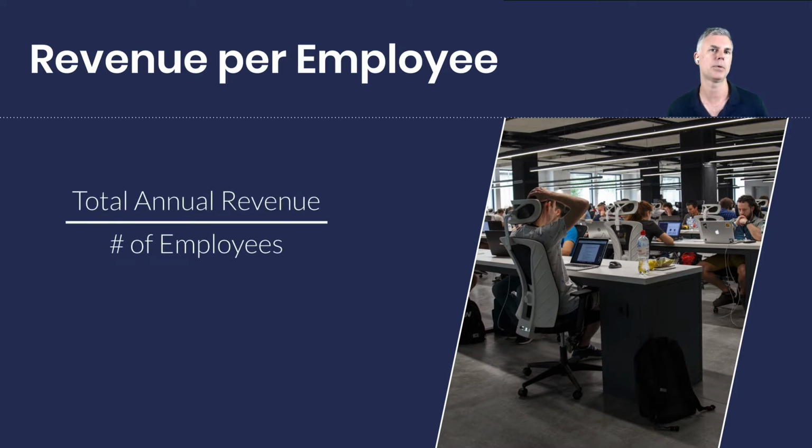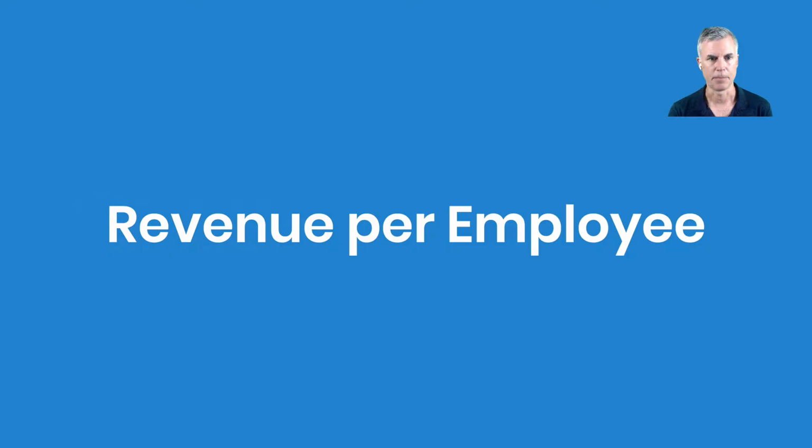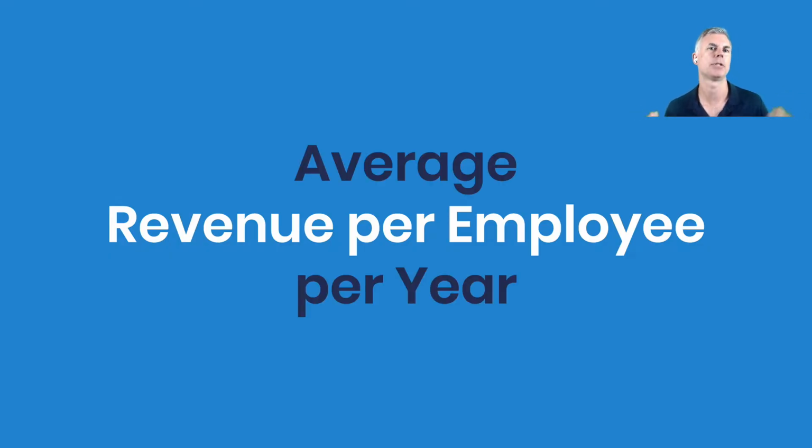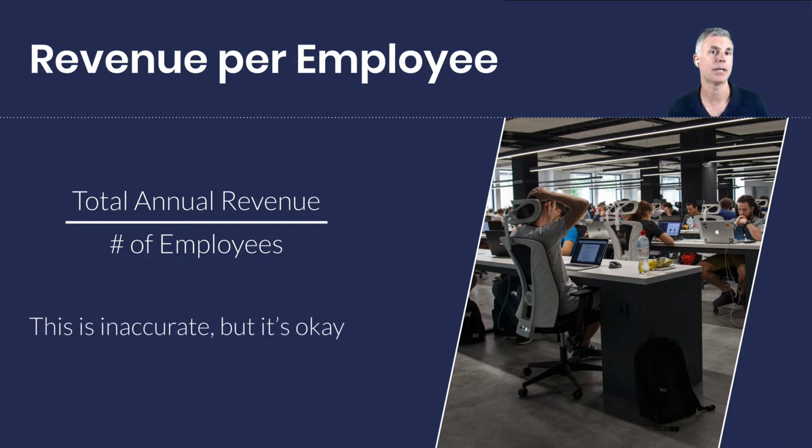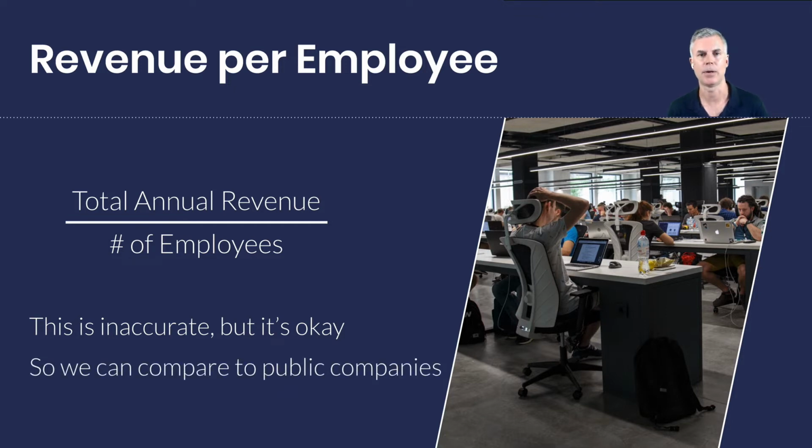So the formula is total annual revenue divided by the number of employees at the end of the year. Really what we're talking about is the average revenue per employee per year, but that's a mouthful, so we're just going to say revenue per employee for the most part. This is inaccurate, because really we should divide the total annual revenue by the average number of employees instead of the number at the end of the year. But it's okay, because it's hard to figure out the average, and so we can compare it to public companies. With public companies, we really only know the number of employees at the end of the year and the total annual revenue.